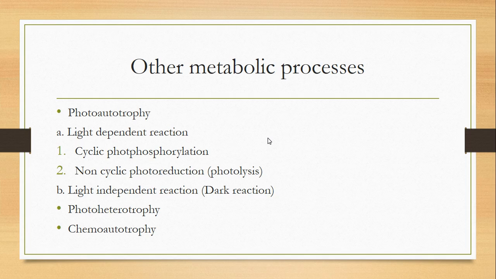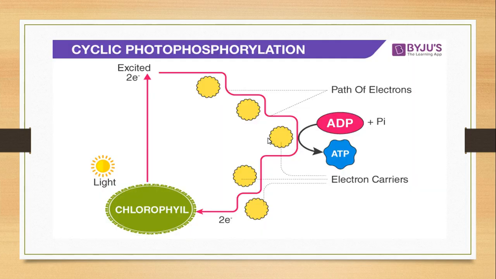There are two types of photosynthetic reactions. The first is the light dependent reaction and the second is the light independent reaction. In the light dependent reaction, the first categorization is cyclic photophosphorylation and the second is non-cyclic photoreduction, that is, photolysis. Light independent reactions are also known as dark reactions. What happens in photosynthesis? Photosynthesis requires a basic molecule, chlorophyll, which generates energy in the presence of light.